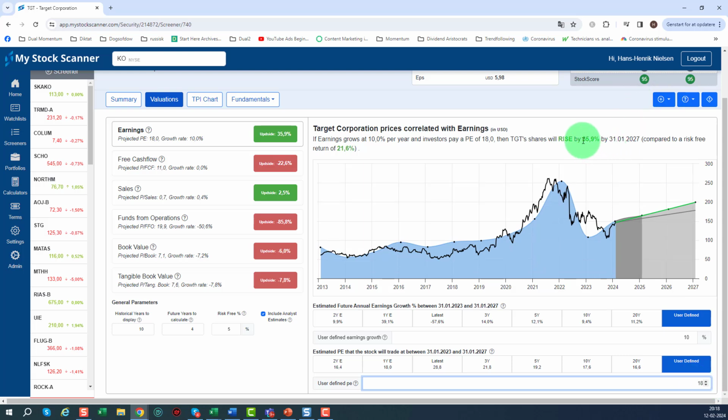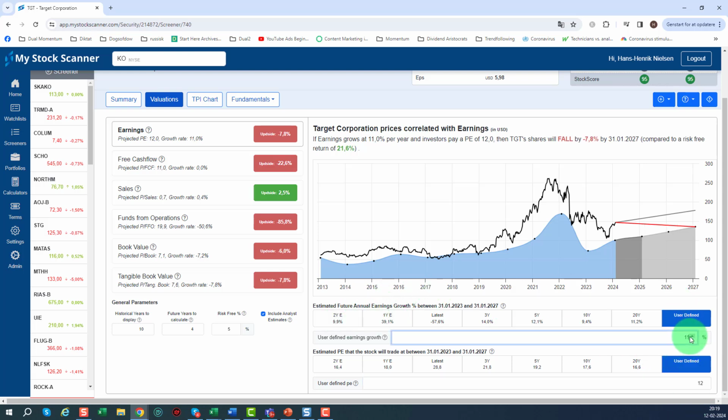And as you can see, the rise in price now goes down from 81.1 to 35.9, meaning that the price will only end at 200. What if it drops even further? What if it drops to 12? I don't think that is reasonable to think, but if it were to drop to 12, even though they had some very good growth numbers here, then at a price earning of only 12, we would see Target dropping over the next 3 years by almost 8%.